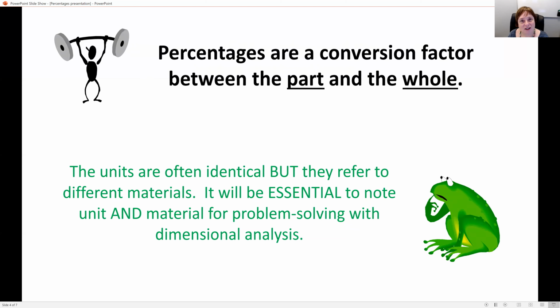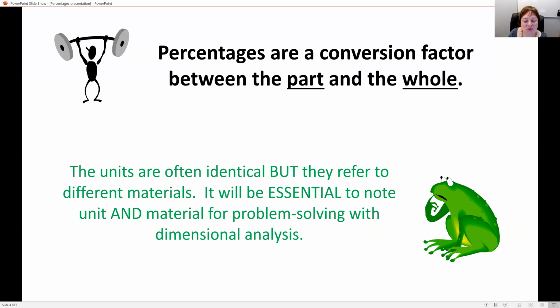But our thinking frog is also here. There's a couple of things to remind ourselves about here. So the units are often identical, right? We saw they were both the same for both the part and the whole, but they refer to different materials. So for our problem solving, it's going to be essential to note both the unit and the material for our problem solving with dimensional analysis, so we can set those problems up numerically correctly and get things canceling that we want to cancel and keep things that we want to keep.